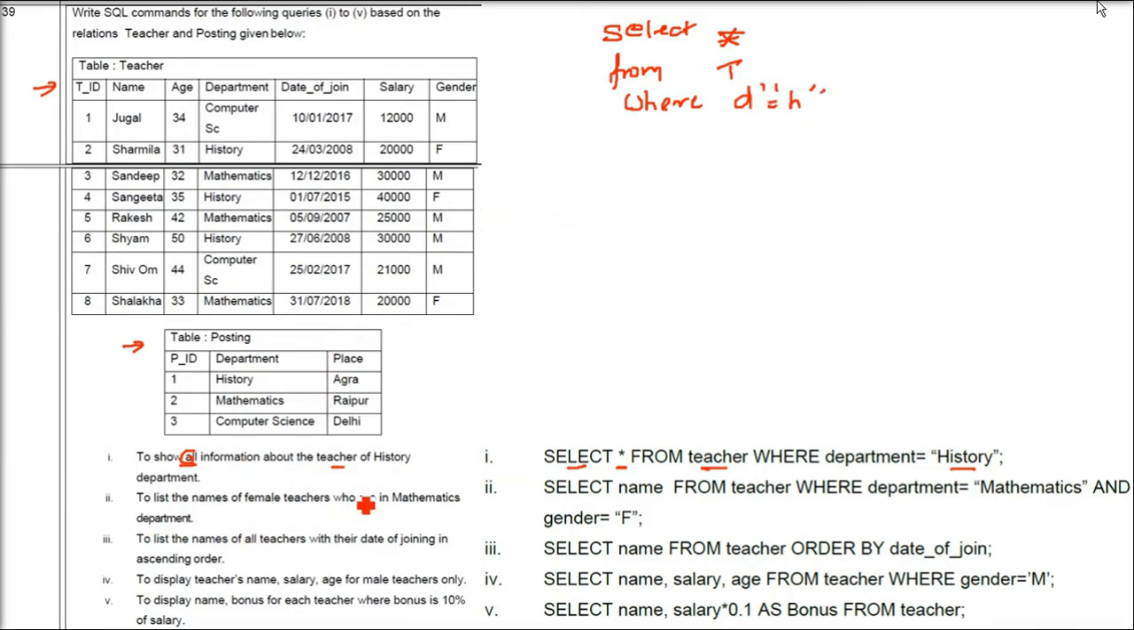The second is to list the names of the female teachers who are in mathematics department. So there are two things. To list the names of females. So you need to have a name. So select is name. Then of female teachers. So you have to use which table? Teacher table. Because female teachers. And the condition will change. Who are in mathematics department.